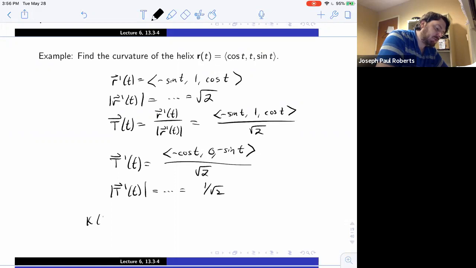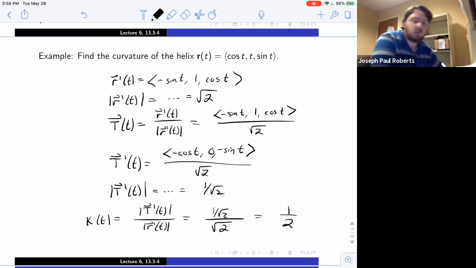And so then curvature is the length of T prime over the length of r prime, which gives us 1/2. Okay, so that's our first formula for curvature.